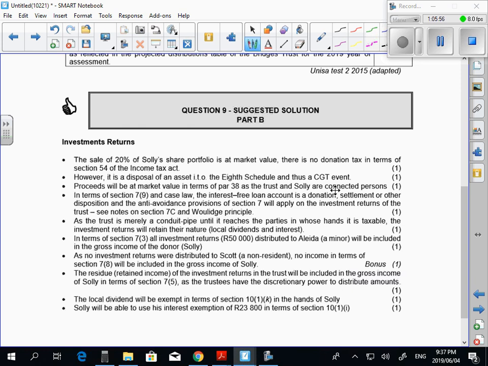And then, guys, they don't tell you whether it's dividends or interest, but you need to say in the question, if it is a local dividend, it will be exempt. If it is interest, it will be subject to an interest exemption. Because it says investment returns, you don't know what it is in there, so you're going to have to add on those two things.